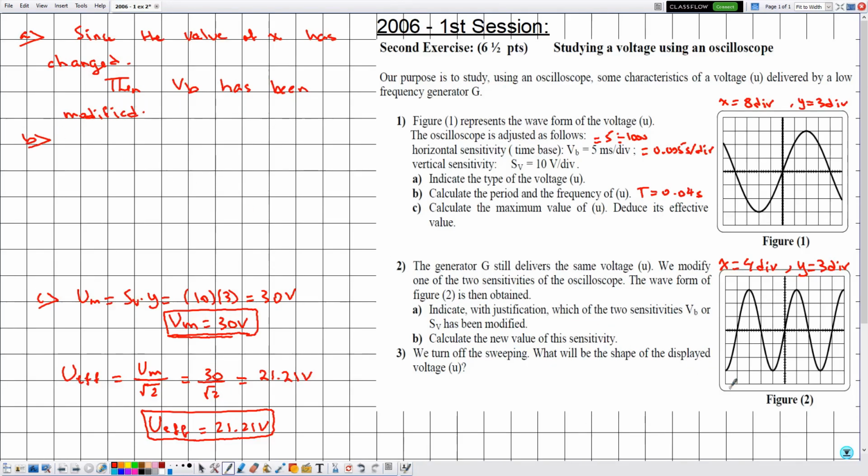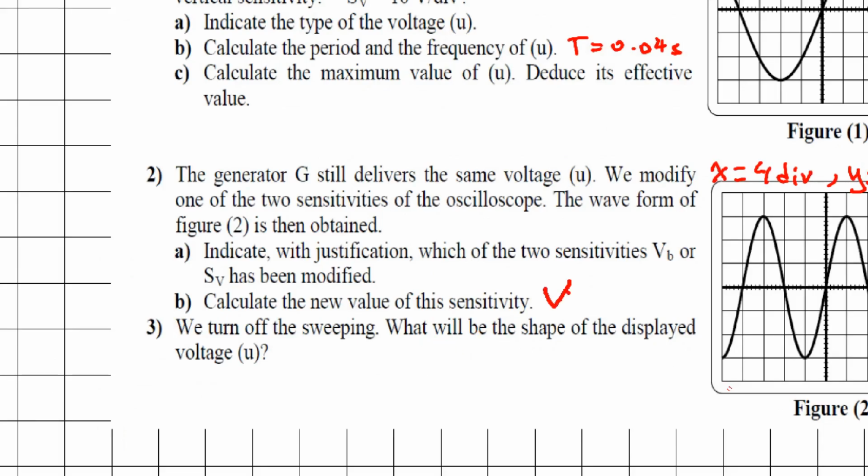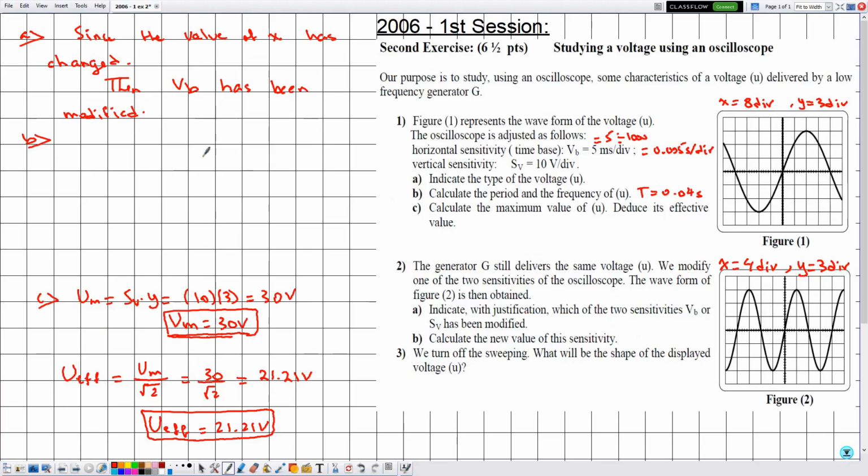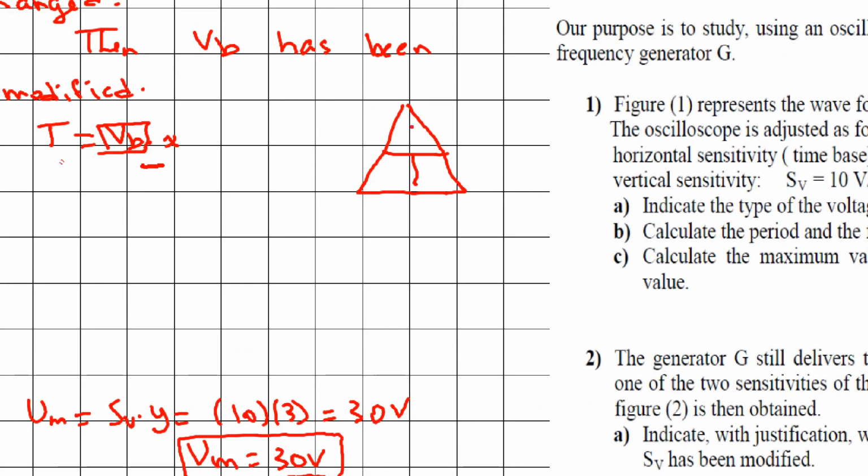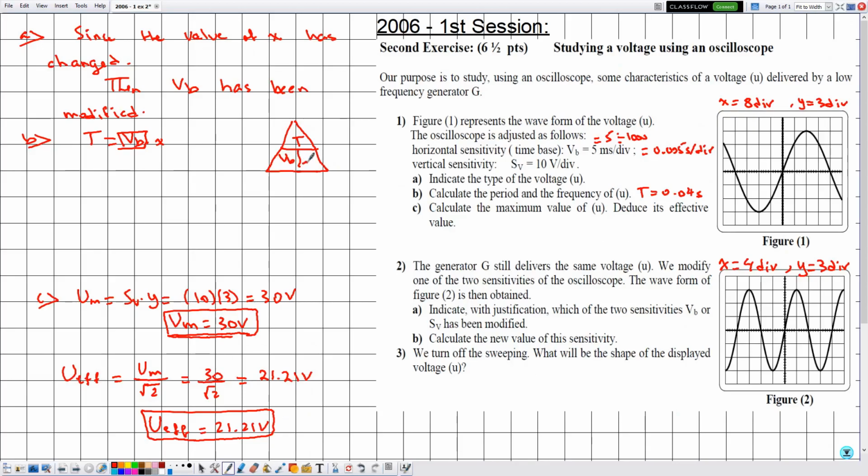Now in part B they are telling me to calculate the new value of the sensitivity, which represents VB, because now we know that VB has been modified, whereas SV remained the same, which is given by 10 volts per division. We know that VB and the period and X are related via the following formula. The period is equal to VB multiplied by X, knowing that we are interested in calculating VB. So constructing the triangle of this formula, since we have multiplication, the period will be at the top, VB and X at the bottom. Putting our hand over VB, VB is given by the period divided by X.